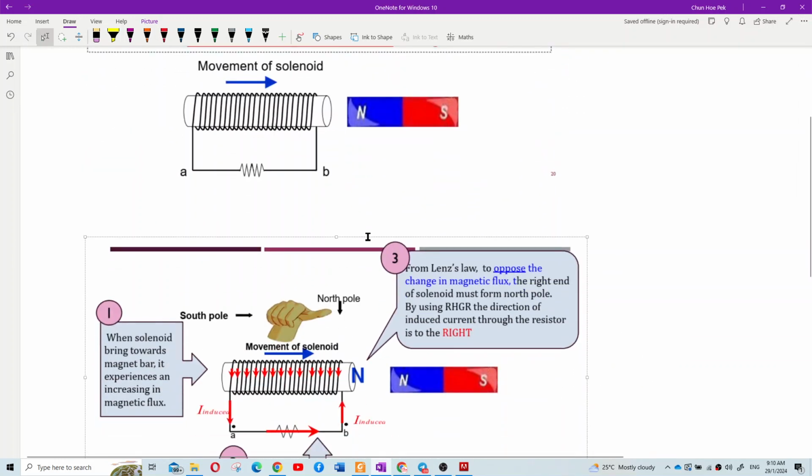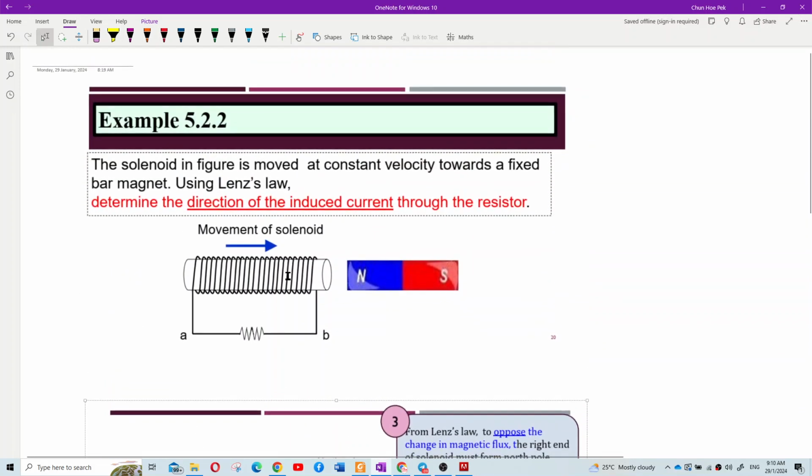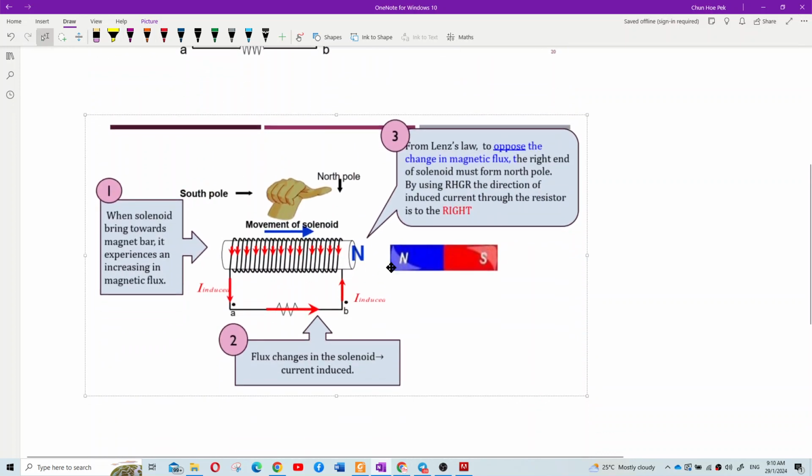Macam ni lah. Lastly, you look at this one. So if the solenoid, you move the solenoid towards the magnet, there is a change of magnetic flux through the coil. So you produce current in the coil.